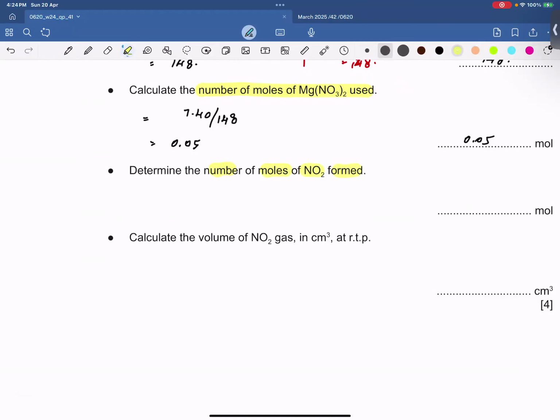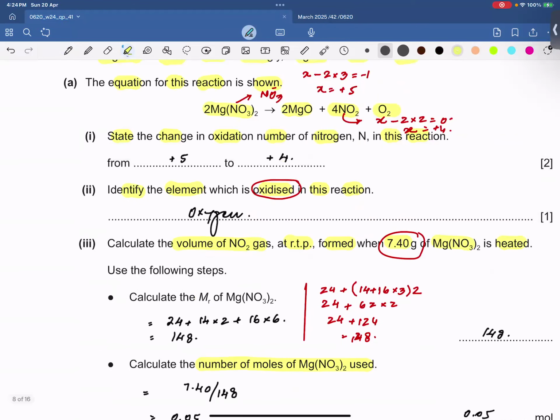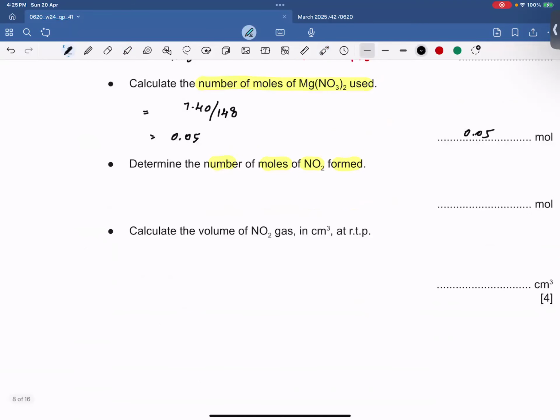Determine the number of moles of NO2 formed. Let's move on to the equation. It has 2 moles and it has 4 moles. So ratio between them is 2:4. So if we have calculated 0.05 moles, the moles of NO2 would be 0.1.